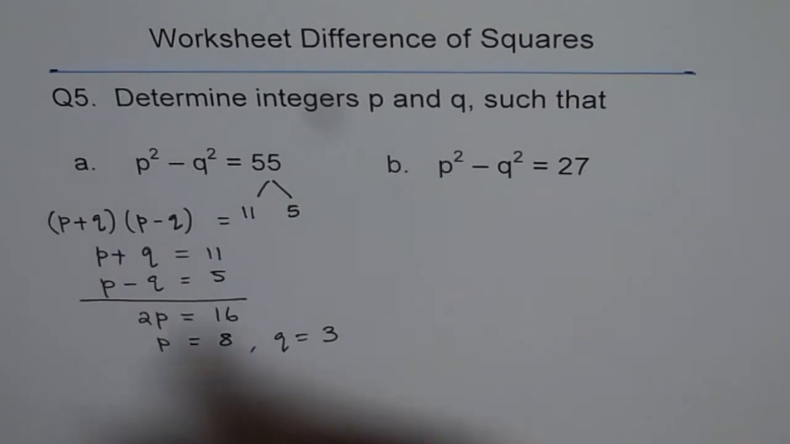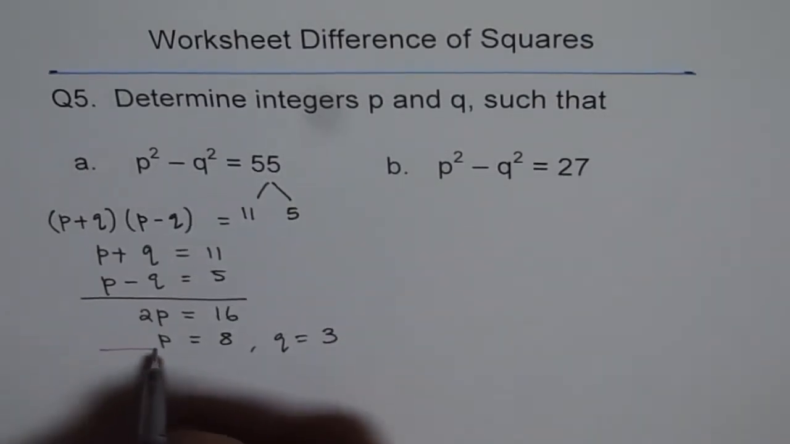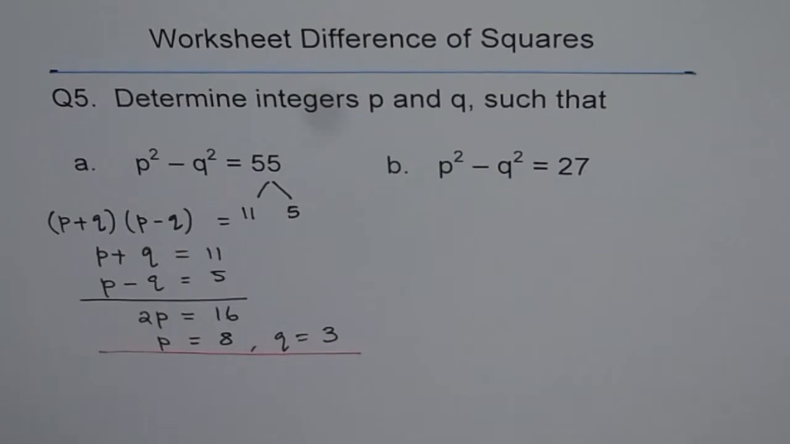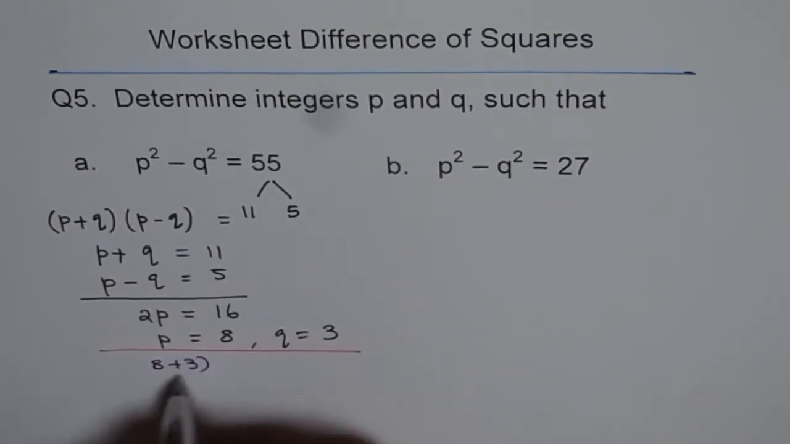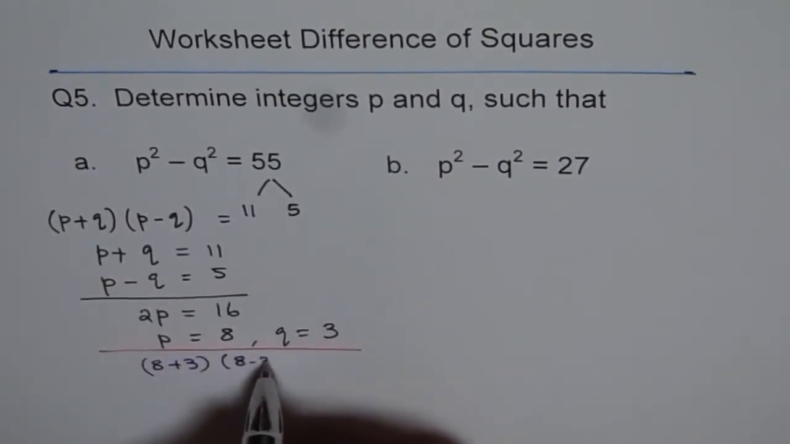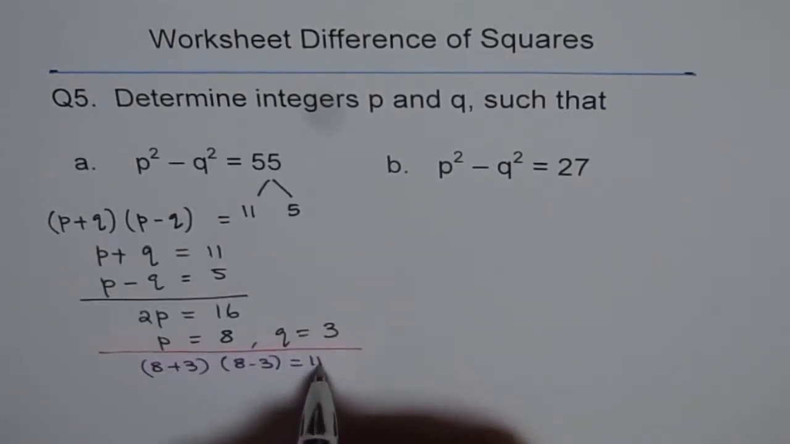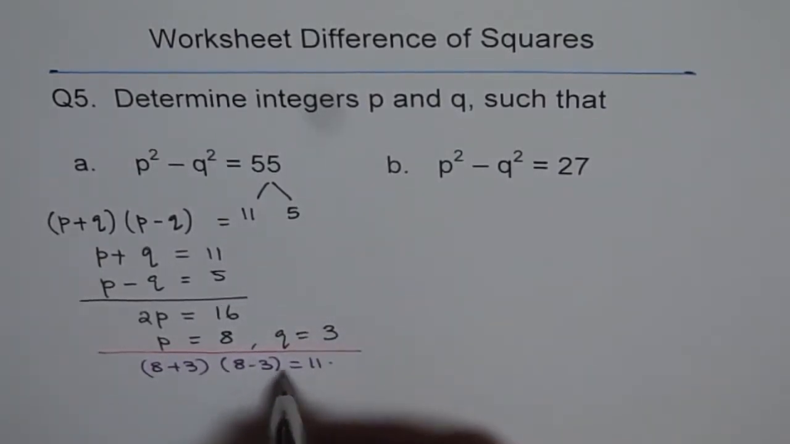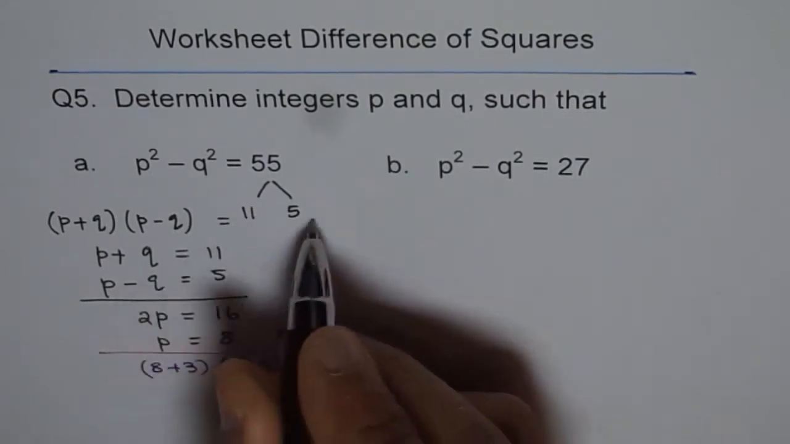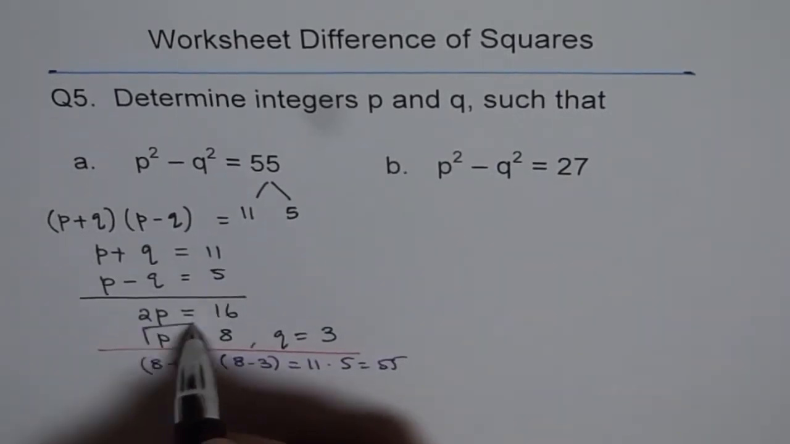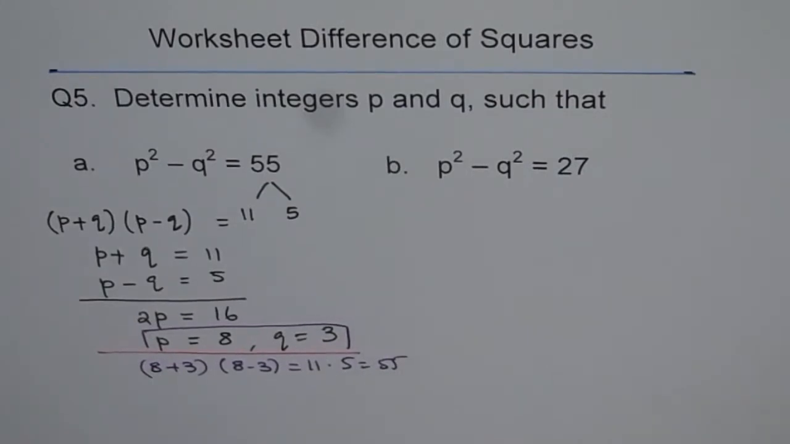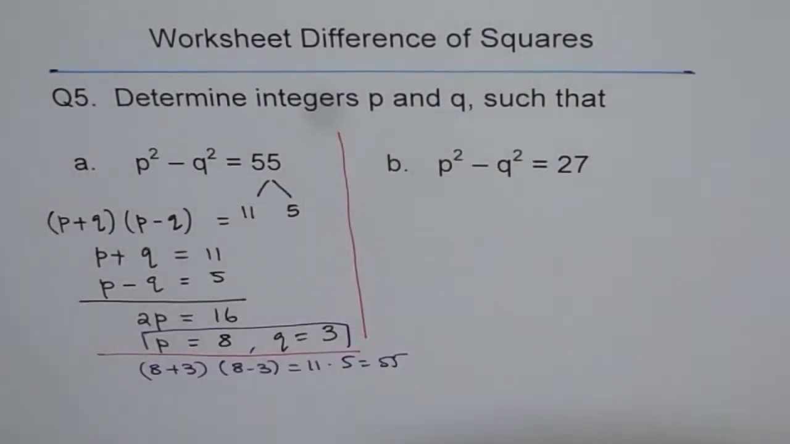Let's test it out, right? This is what we get. I hope you understand the process. Now we are just trying to test whether this is right or wrong. So we say 8 plus 3 times 8 minus 3 is equal to 8 plus 3 is 11 times 8 minus 3 is 5, and 11 times 5 is 55. Perfect. So we get our two values, 8 and 3, and that is our answer, right? So the answer is this.